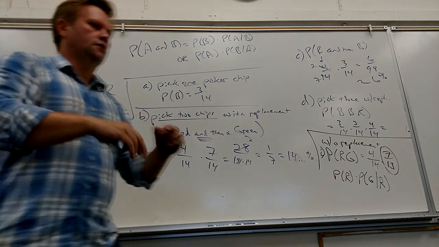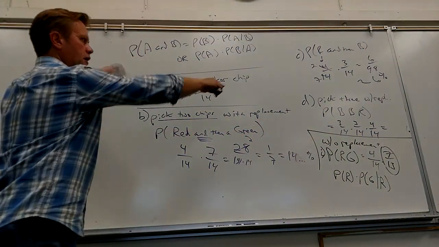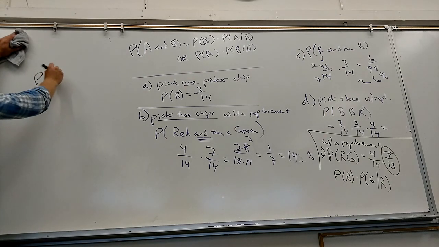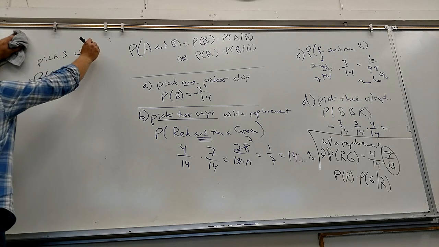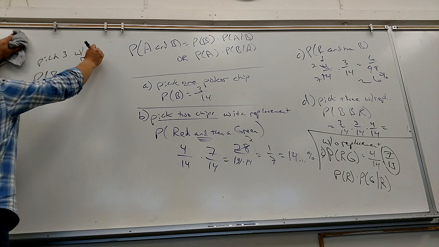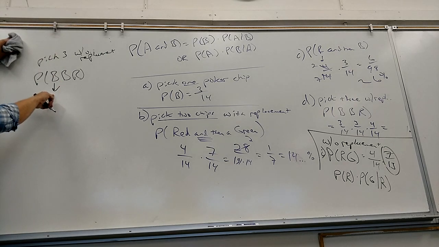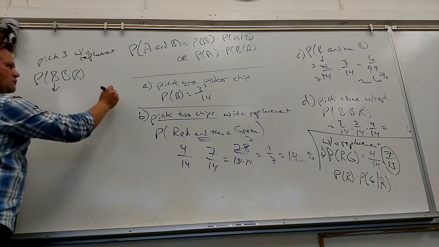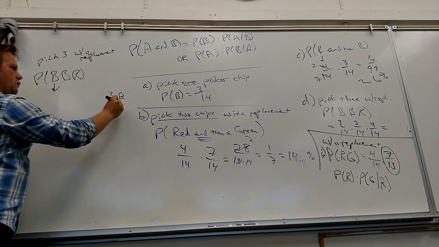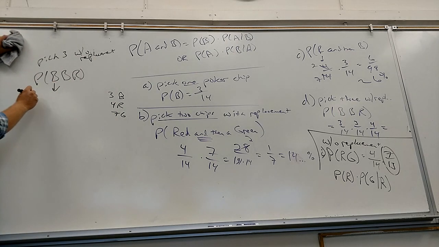Okay, so let's do that BBR again. Probability of BBR if I pick 3 without replacement, without putting them back in. What's the probability that the first one is a blue? I erased all the numbers. What was it again? 3 blue, 4 red, 7 green. Okay. Probably the first one's a blue: 3 out of 14. Then I throw that one away.